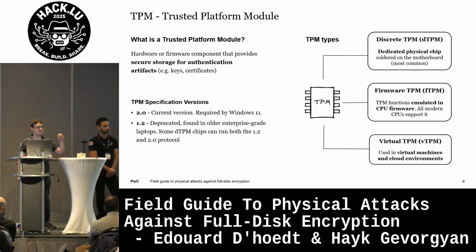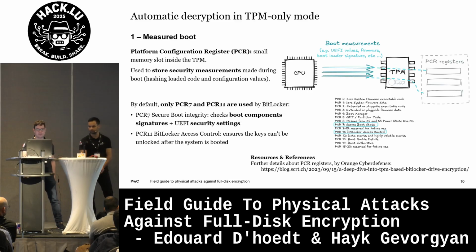The TPM types, we have three main types. Discrete TPMs, which is an actual chip that is soldered to your motherboard. The firmware TPM, which is a TPM that is emulated inside your CPU. It exists on most modern generations of CPUs. And the virtual TPM, which is more for cloud and virtualization stacks. We are going to focus mostly on the two top ones for this talk.